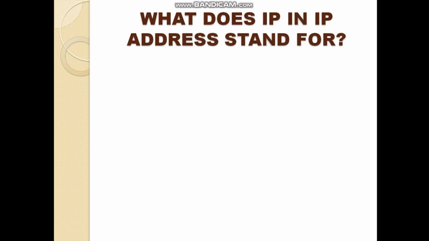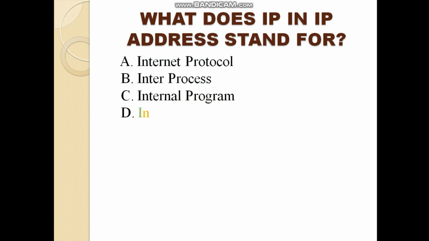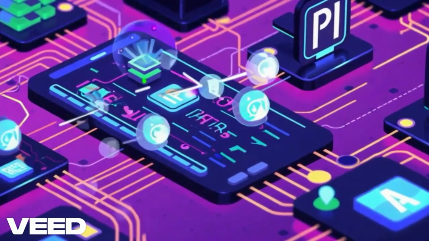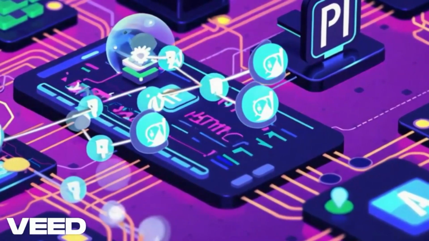What does IP in IP address stand for? A. Internet Protocol. B. Interprocess. C. Internal Program. D. Integrated Protocol. Answer: A. Internet Protocol. An IP address is a unique identifier for a device on a network.